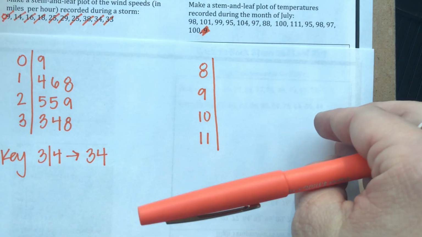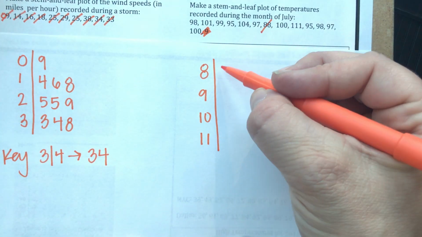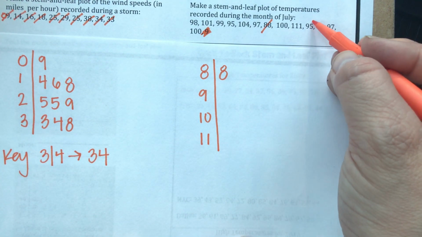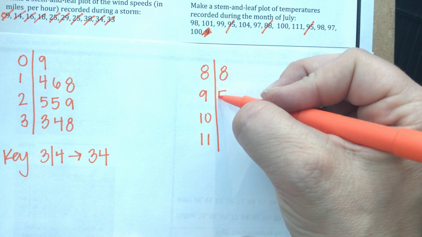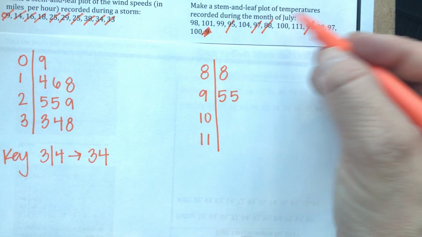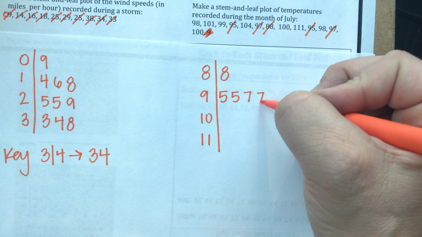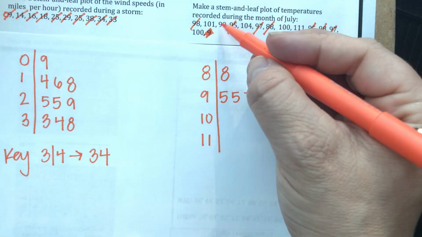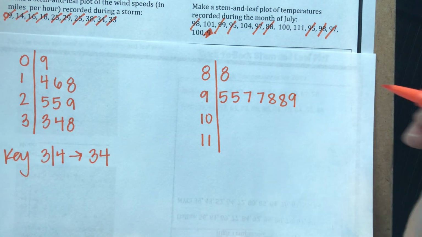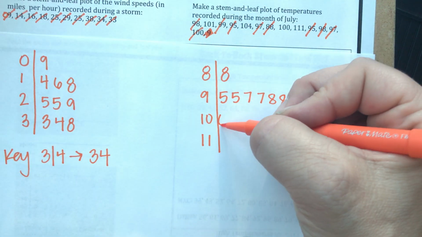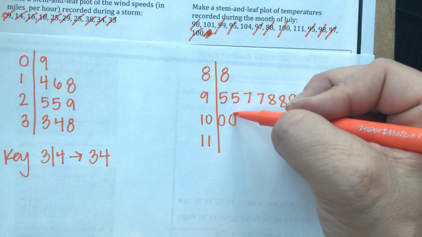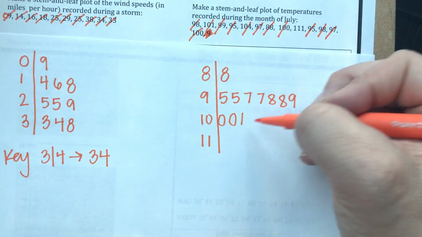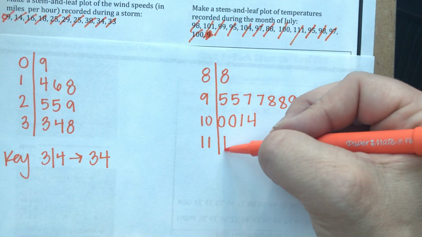So I'm going to try to go in order here. My 8 stem, I have an 88. For the 90s, I have 95, 95, 97, 97, 98, 98, 99. Then the 100s, I have 100, 100, 2 times, 101, and then 104, and then 111.